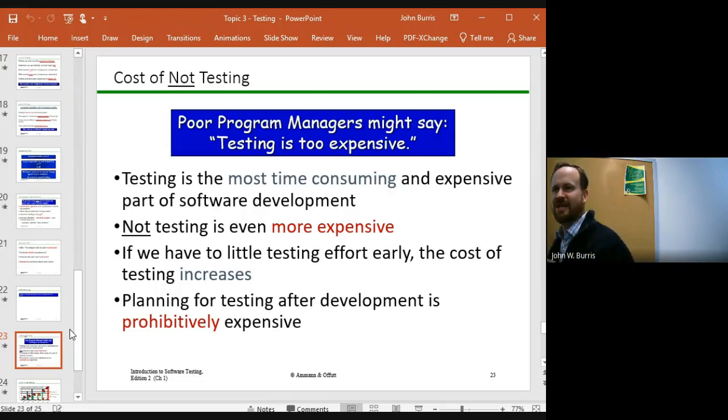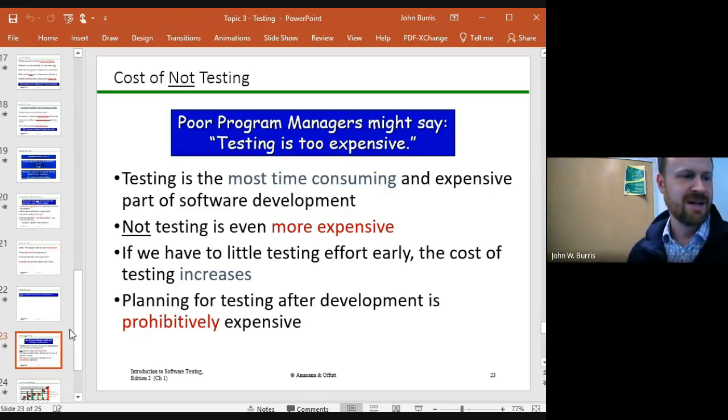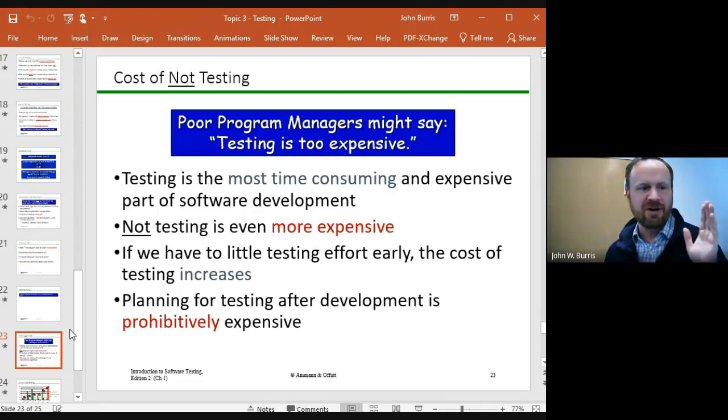But you have to understand that as expensive as testing is, not testing is way more expensive than testing. All right? So the earlier we catch bugs, the cheaper they are.